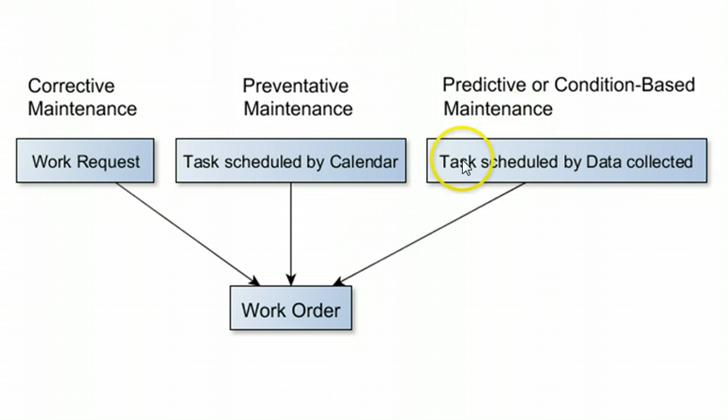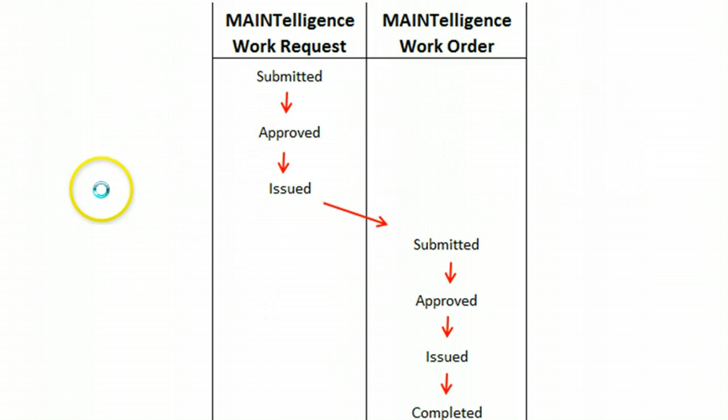The third is a task that originates from a task as well, and that task becomes due based on the data that's collected. So we call that predictive maintenance or condition-based maintenance. All three of these ways lead to work orders. Okay, let's look at the first way.